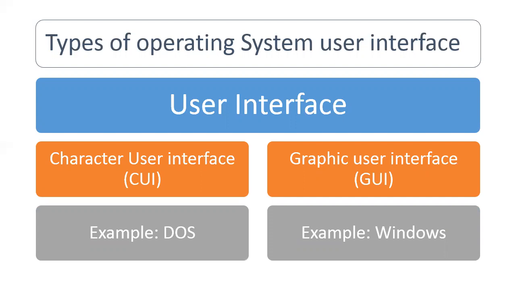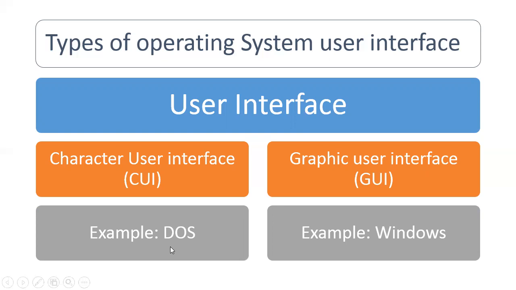The operating system used the command line or character user interface. The user typed the command using a keyboard. There were no images or graphics on the screen and it did not support any pointing devices such as mouse. CUI gradually became outdated and was replaced by GUI. The full form is Graphic User Interface.